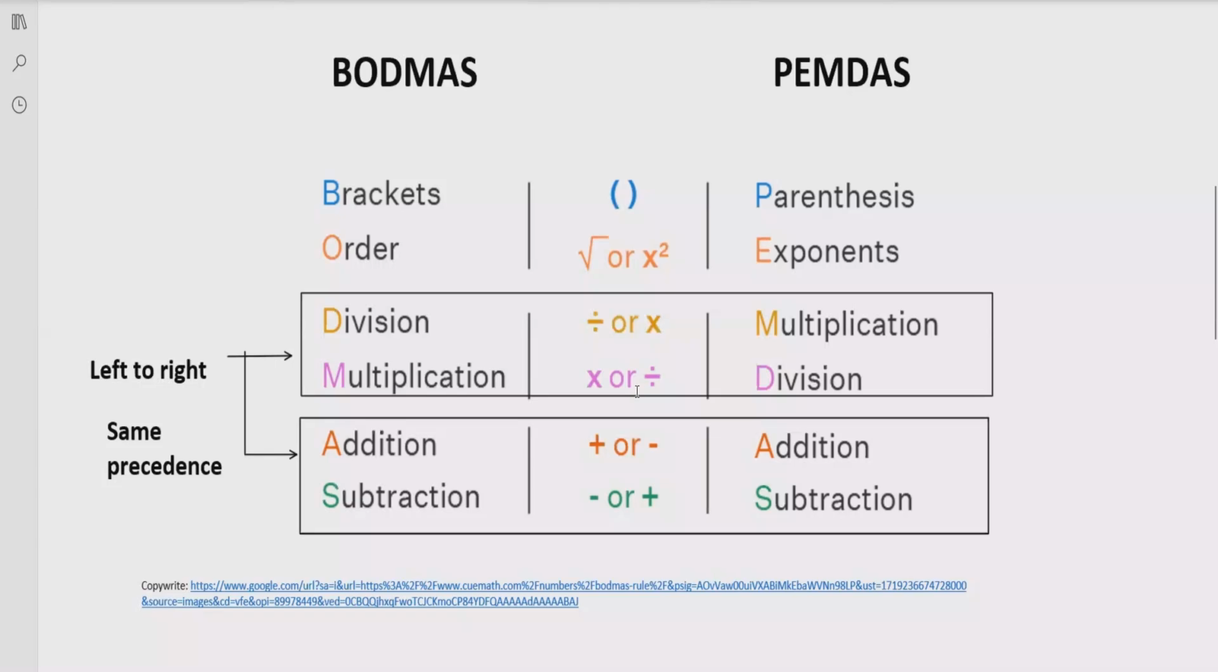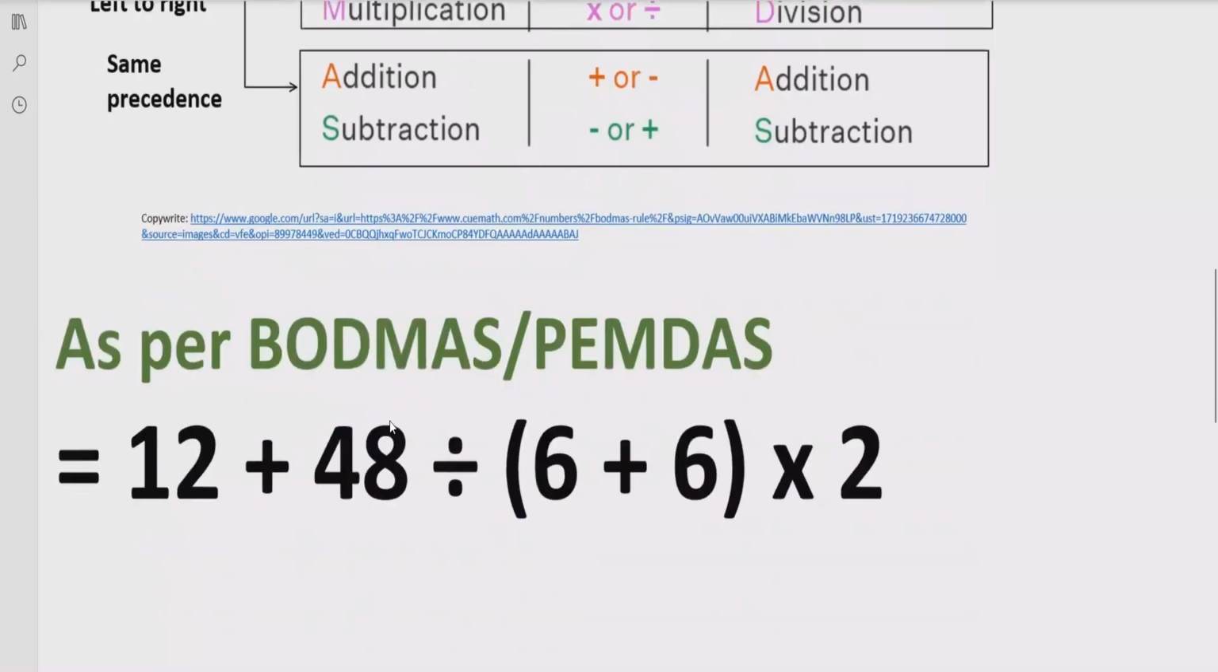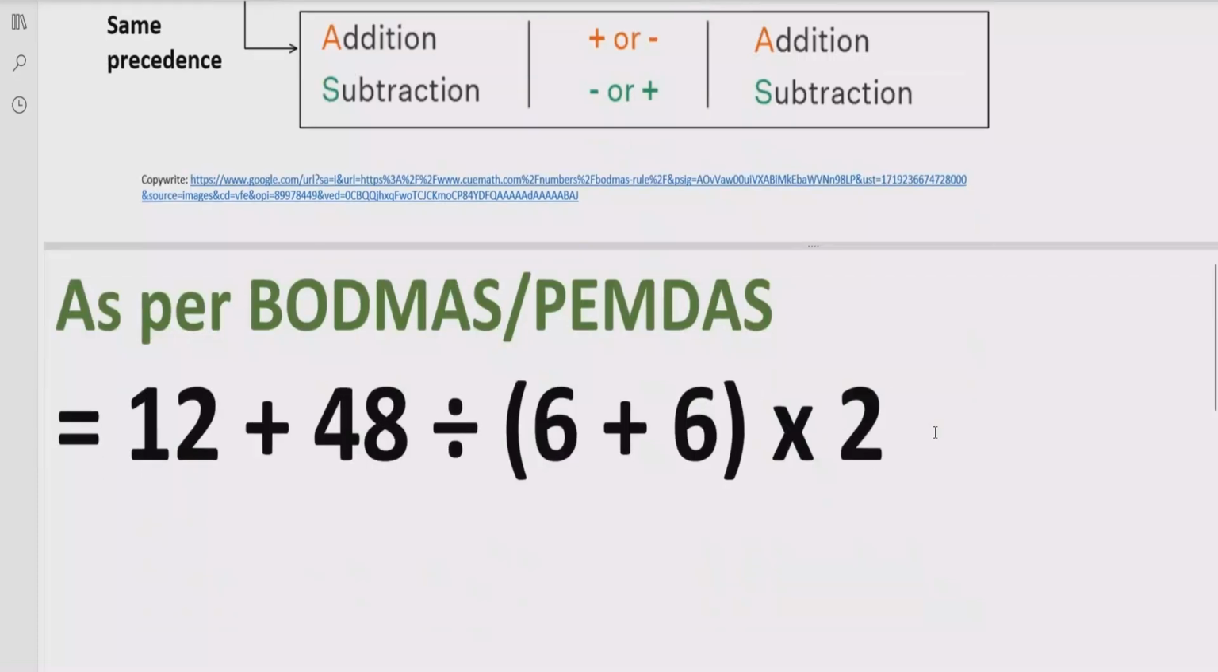Similarly, for addition and subtraction, we have the same rule. We can solve addition first if it is coming first, and we can solve subtraction first if it is coming first. Now move forward to solve the given expression. According to the BODMAS and PEMDAS rule, first of all, we have to solve the bracket, or you can say parenthesis. So first we have one bracket or parenthesis. So we have to solve this part first.